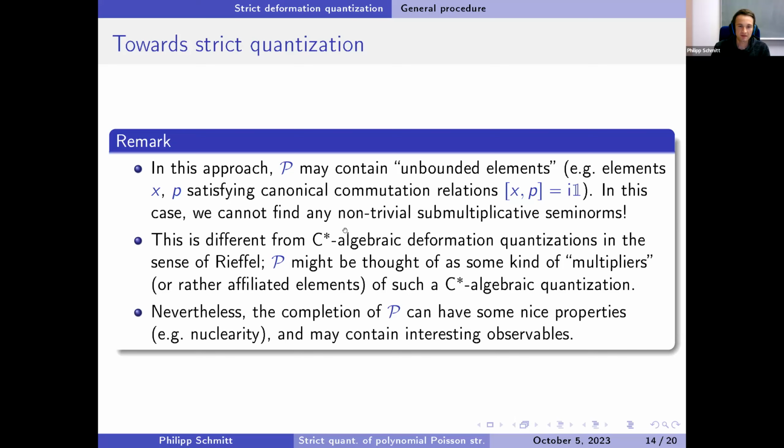Nevertheless, the nice thing is that the completion can have good properties. For example, it can be nuclear, and it may contain interesting observables that you might want in order to do physics. For example, in the best case, a time evolution operator could be contained in this completion. And therefore, you try to enlarge your algebra of observables from polynomials to these more interesting ones.